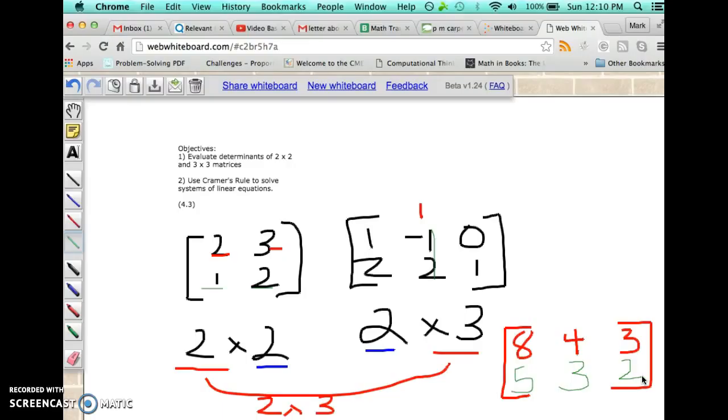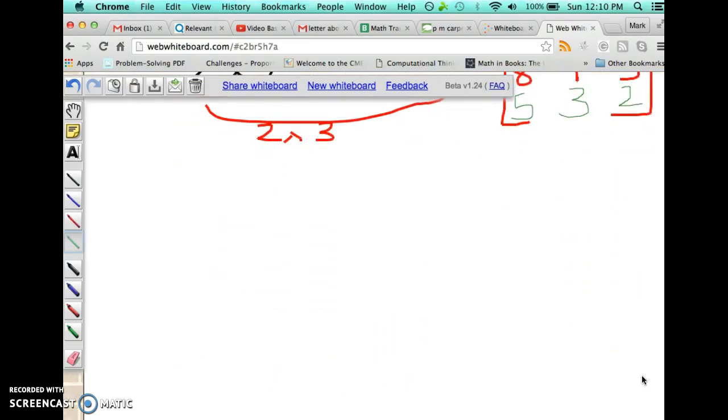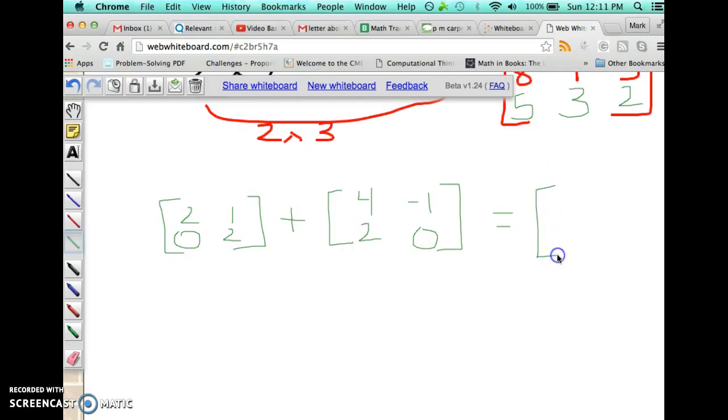Adding matrices is more simple. With adding matrices, whatever the size is stays the same. So 2, 1, 0, 2 plus 4, 2, negative 1, 0 equals 6, 0, 2, 2, I think. So you get the idea that adding and multiplying matrices, you get another matrix.